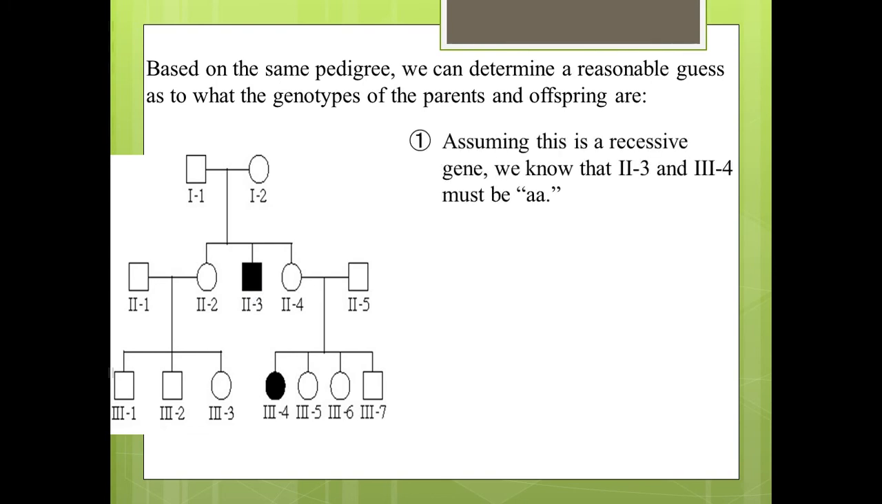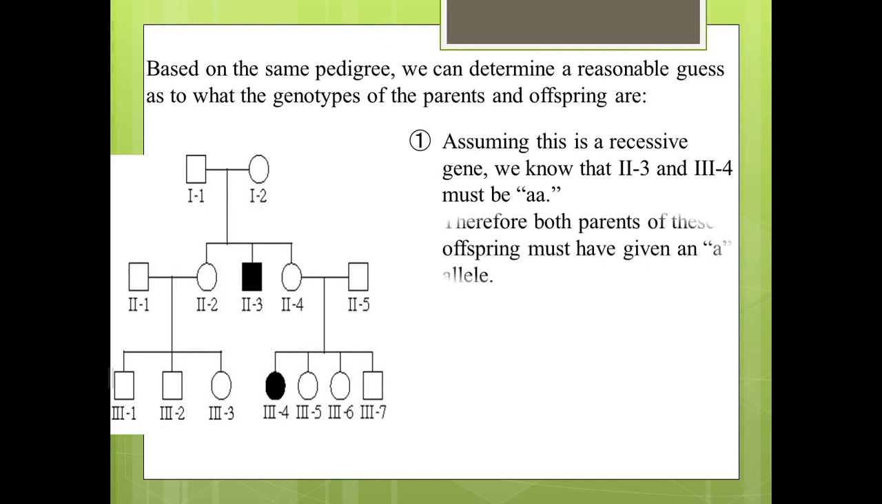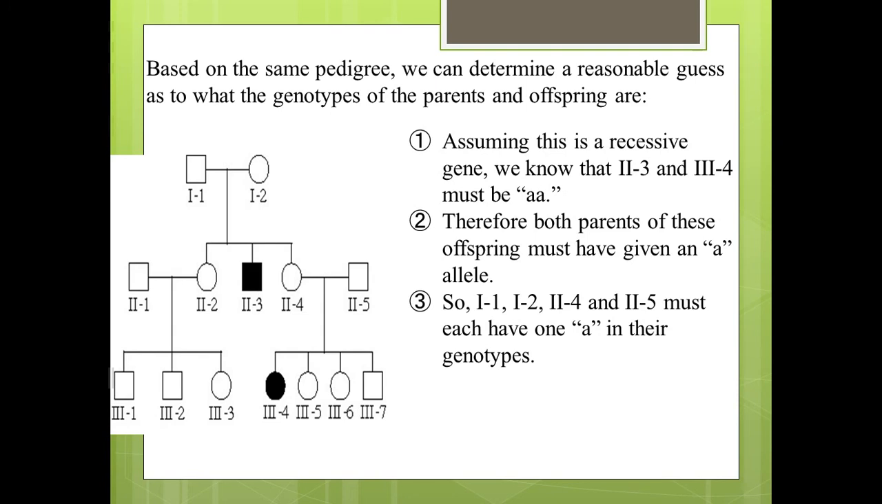Assuming that this is a recessive gene and it follows some of Mendel's laws, we know that individual 2-3 and 3-4 must be little a, because they show the recessive trait. Therefore, both parents of these offspring must have been given a little a allele. So that means parent 1-1, 1-2, 2-4, and 2-5 must each have a little a in their genotypes. It's okay if you're not following along. I'm going to show you in the next slide exactly what this looks like.